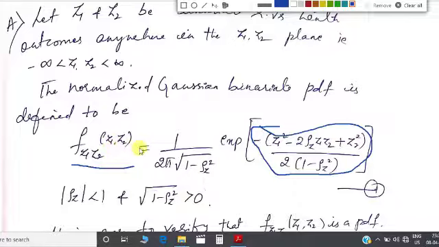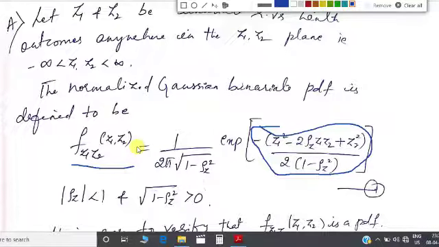Please try to remember the PDF. This is the representation. Already we know how we represent the PDF of a bivariate random variable. The suffix we use is the capital letter F Z1 Z2 of Z1, Z2, which is equal to this multiple times the exponential of this exponent. Here we have the condition that rho Z is always less than 1, and the square root of 1 minus rho Z square is greater than 0.